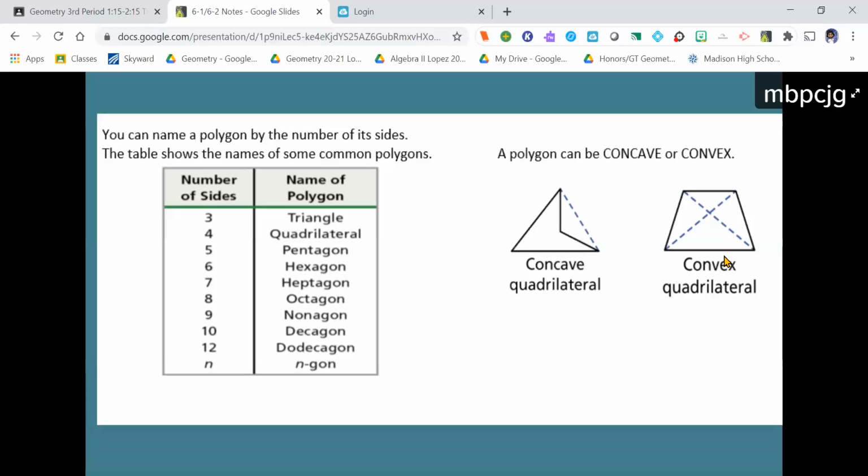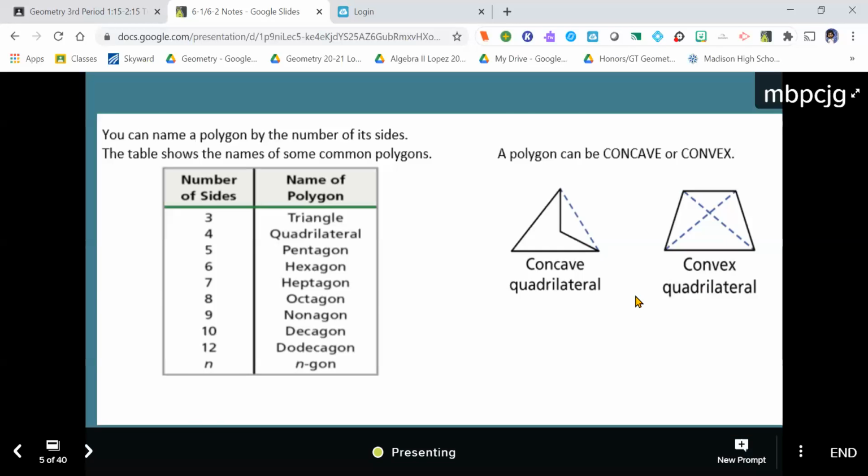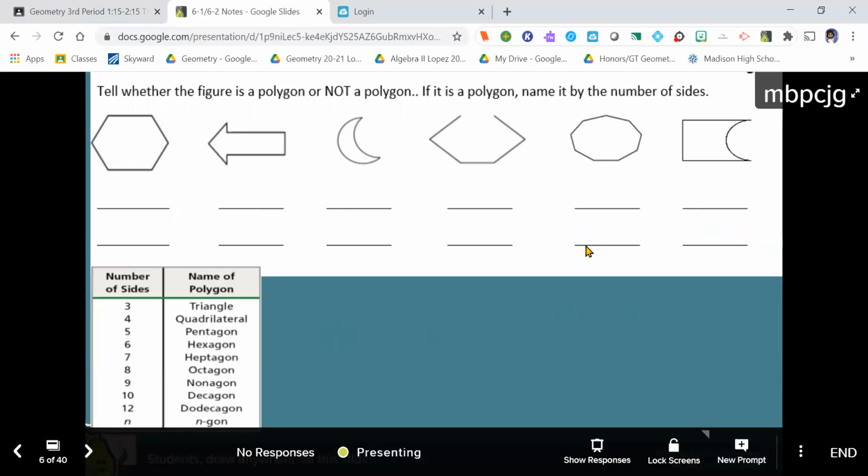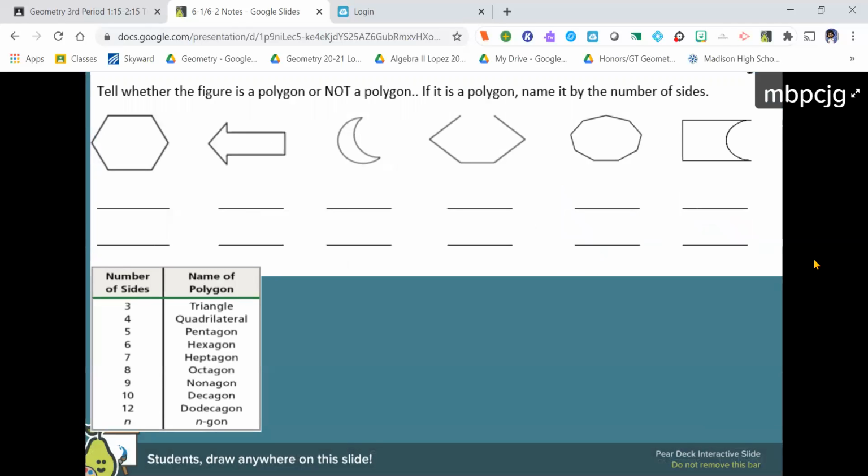Okay, so you do have to know the difference between a concave and a convex. So let's do a little practice. If you're in person, just be ready to answer. You can do it in your head, and then I'm going to start asking. If you're at home and you have the Pear Deck, you can fill this out, and then we're going to start doing it together.